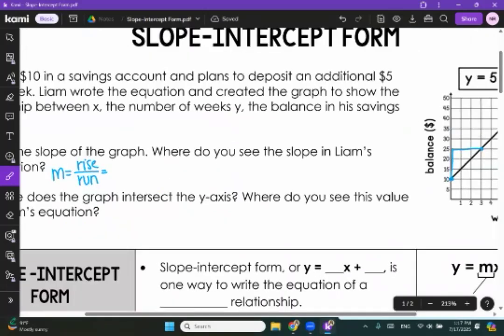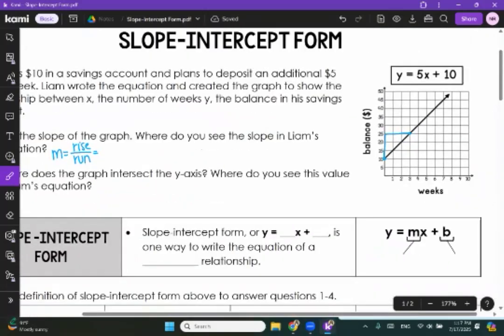Now, a couple of things to keep in mind. Remember, you always want to check your units. So if we look at the x-axis, they're going by ones. That's no big deal there. If we look at the y-axis, those are going by fives. So we're rising by 5, 10, 15. And we're running 1, 2, 3. And 15 divided by 3 is 5.